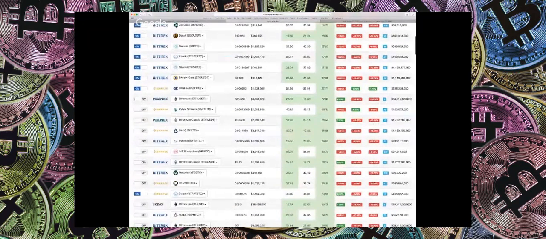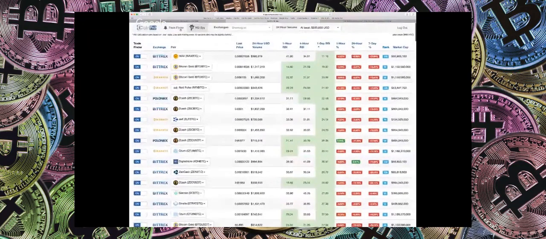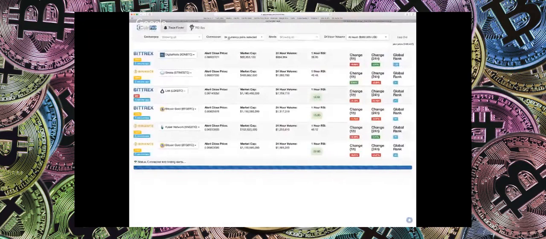And if we want to get more, because there are a lot of ones that look like they have a lot of good potential right now, we select those, we go over to trade finder, and now we have 34 currency pairs. You can change the exchanges, etc. All this stuff you can manage right in your account.